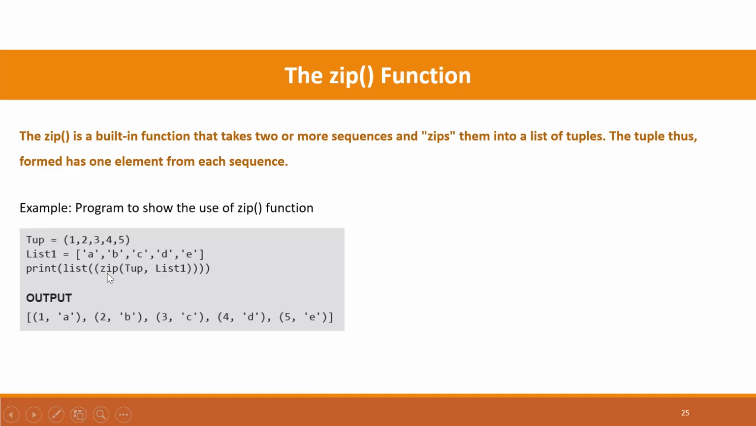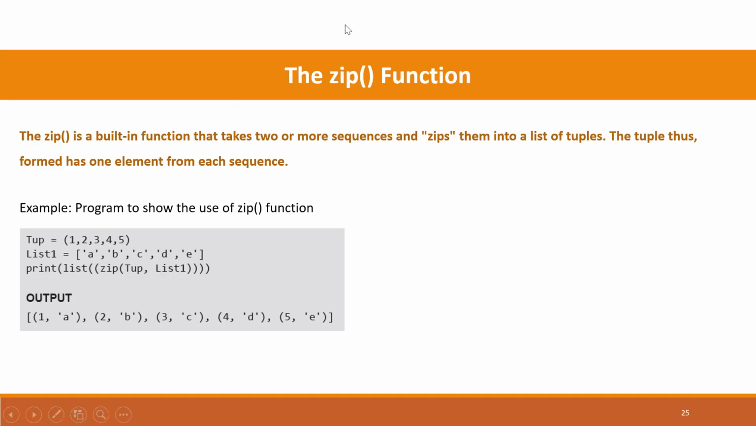When I'm calling the zip function between the tuple and list 1, what will you get? You will get 1A, 2B, because the index of 1 is 0 in the tuple, and the index of A is 0 in list 1. So list 1 is a sequence, and the tuple is another sequence. I am passing two sequences. Can I pass both tuples or both lists? No, I can pass any sequence here. Here I passed one tuple, another list, and they are combining the elements at the same index. So we are getting as a result 1A, 2B, 3C, 4D, and 5E.